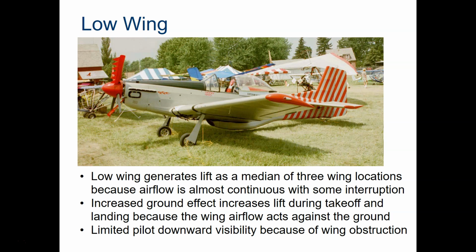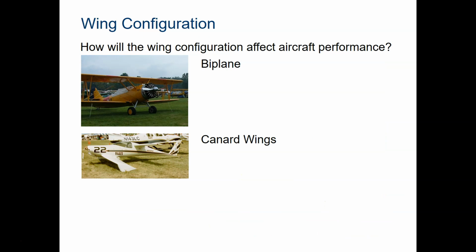Low wings generate lift as a middle ground of the three wing locations. The airflow is almost continuous, but there is some interruption. There's an increased ground effect. This is what happens as you get close to the ground and the wind flows over the wing and hits the ground below you. You start to see that during takeoff and landing, because of the wing airflow, this causes you to float. Limited pilot downward visibility is also an issue with these wings, as they are literally obstructing any line of sight straight down.